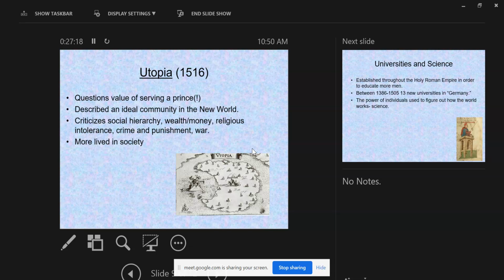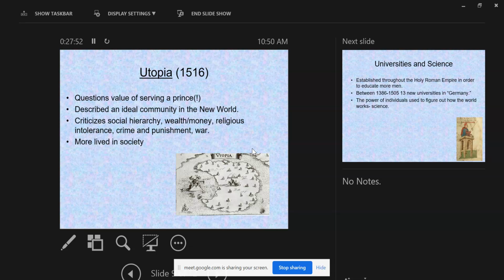In Utopia, people don't value gold and silver. So he's criticizing social hierarchy. There are better people and lesser people throughout European history. And he's criticizing that. He's criticizing this desire for wealth and money. In fact, he's kind of criticizing, if you think about it, what's going on in Italy with their Renaissance. He criticizes religious intolerance, says that the utopians are open to different systems of belief.